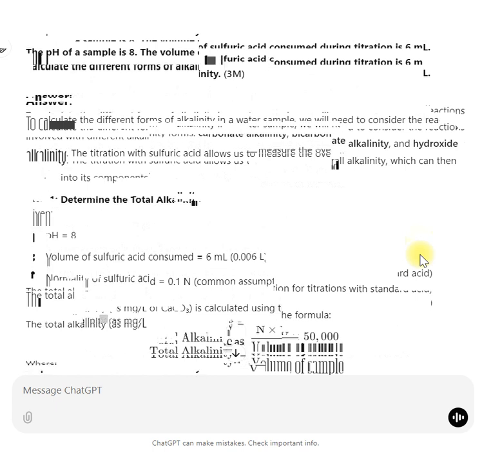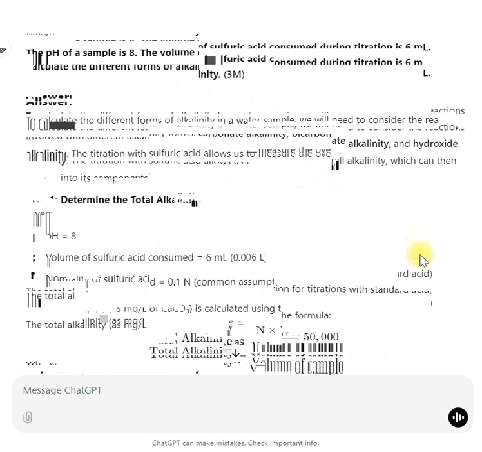Now, substitute the values. Total alkalinity equals 0.1 times 0.006 times 50,000 divided by 100, which equals 30 mg per liter as CaCO3. So the total alkalinity in the sample is 30 milligrams per liter.